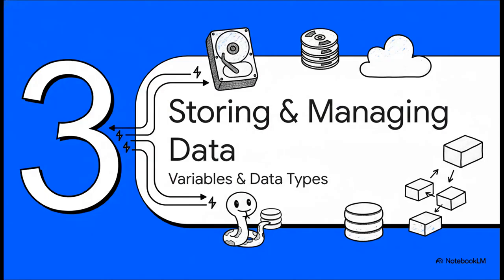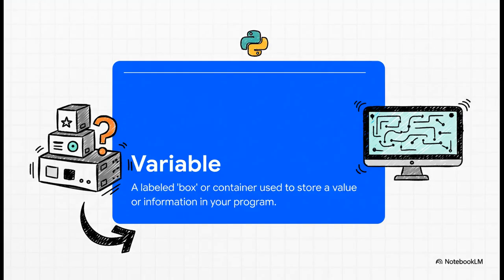So now that you've said your first words to the computer, it's time to learn how to make it actually remember things. This is where we start getting into storing and managing information. So how do programs keep track of information? Well, it all comes down to a super important concept called a variable.